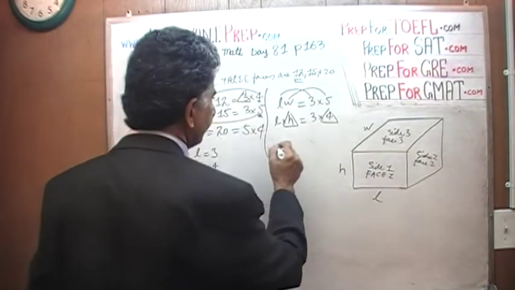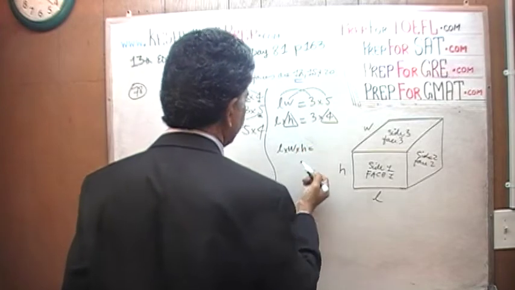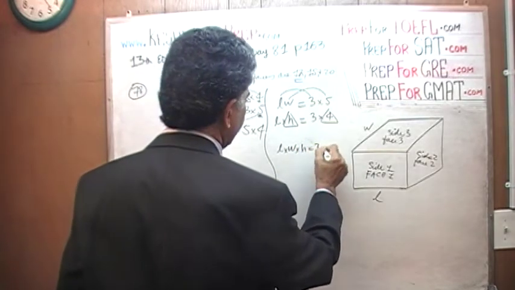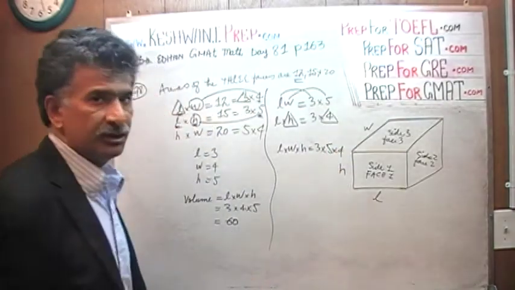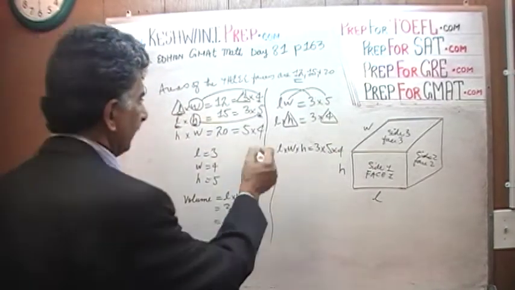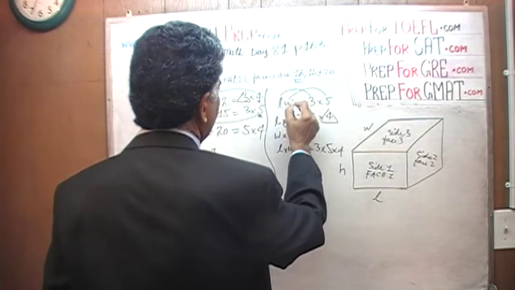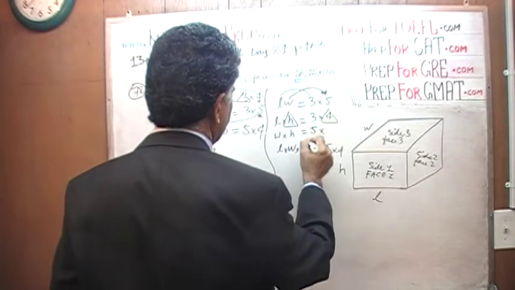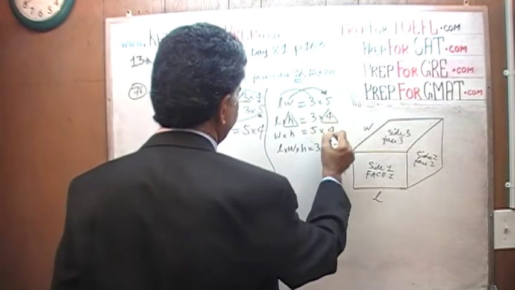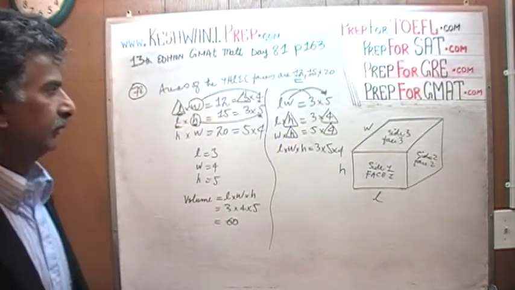And that's it, we're done. So length times width times height. The length is 3. The width is 5. And the height is 4. You see, just the order changes, but the answer does not change. And I left out width times height. Width was 5 and the height was 4. We put a triangle around it. You see, it doesn't change.